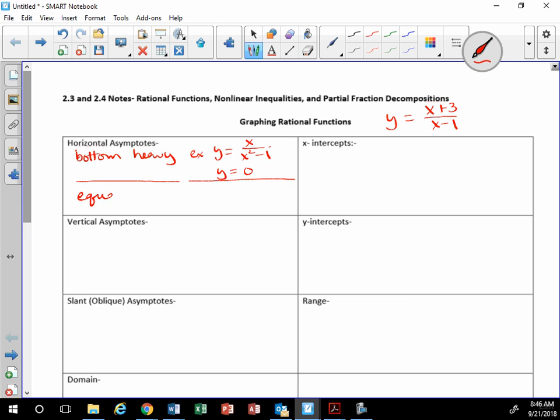The other option is if the degrees are equal. So let's say we had y equals 3x plus 4 over 2x minus 1. Your horizontal asymptote would be y equals 3 over 2. If they're equal, you're just dividing those coefficients, okay? Is that vaguely familiar to you? Yes, okay, good.